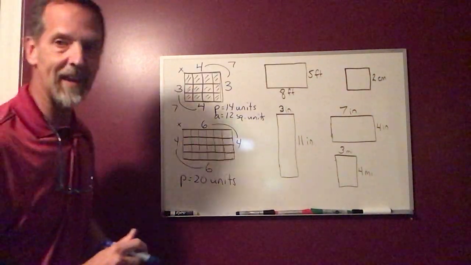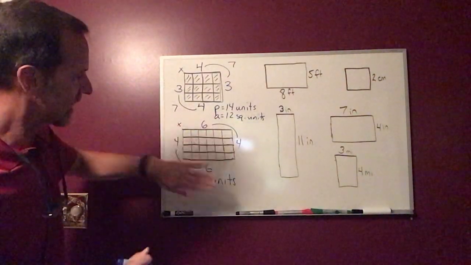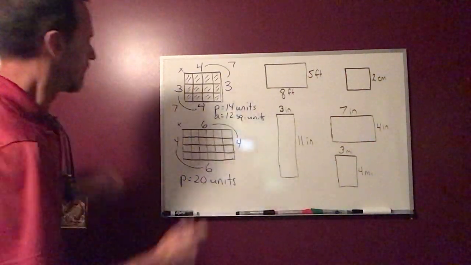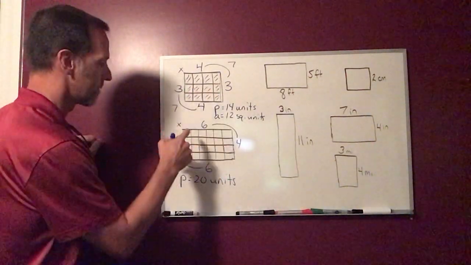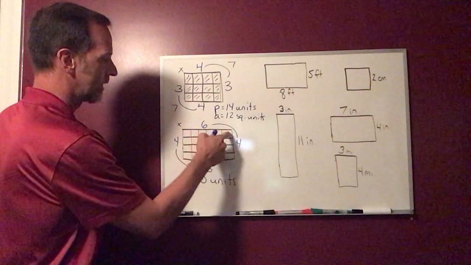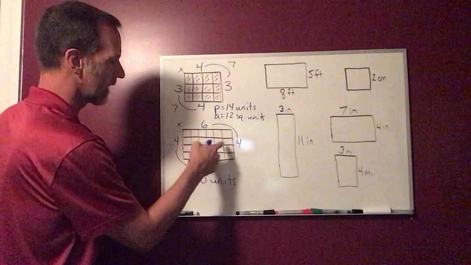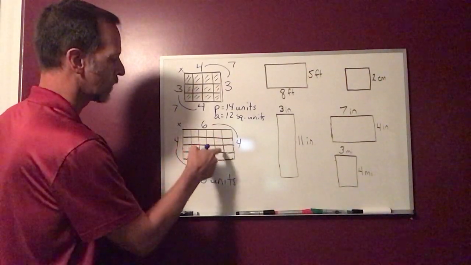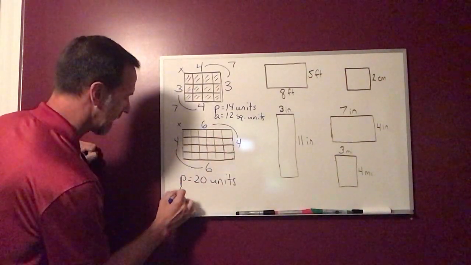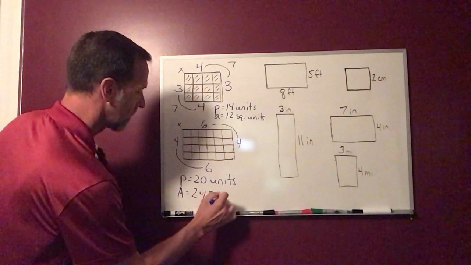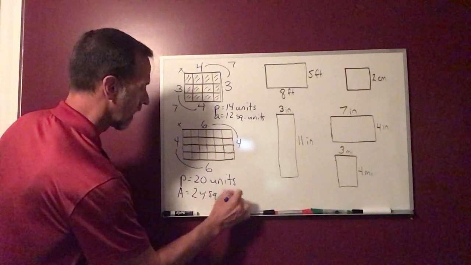Now, for the area, we want to know about the inside. How many squares are there on that inside? That's what we need to know. So we can count them. 1, 2, 3, 4, 5, 6, 7, 8, 9, 10, 11, 12, 13, 14, 15, 16, 17, 18, 19, 20, 21, 22, 23, 24. This has an area of 24 square units.